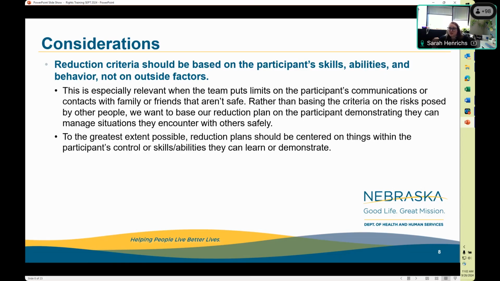We're not going to set the reduction because this is a limitation of this participant's rights. We're not going to set reduction on something that is outside of them. The behavior they display, the skills they can learn, the knowledge they can learn, any of that. So in that situation, I tell people all the time, reframe it.